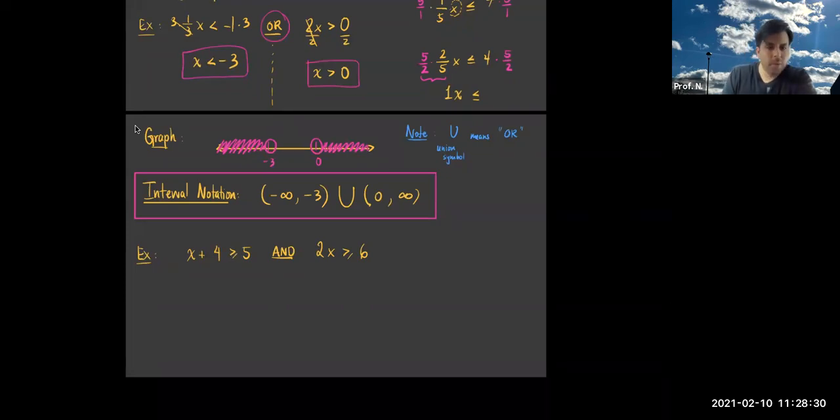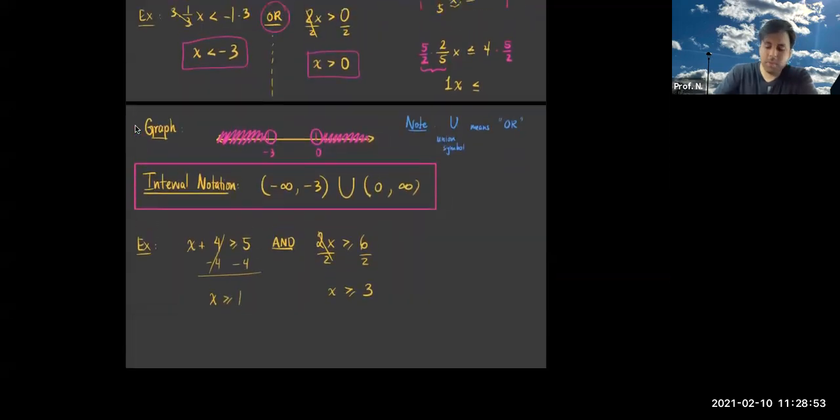So when we solve them, we're still going to do the same thing. We're going to treat them individually and solve them, but then we're going to have to do something different for the and portion of it. So if I divide by 2, in this example here, I get x is greater than or equal to 3. That's 1 inequality solved. And the other inequality solved is I subtract by 4 on both sides, and I get that x is greater than or equal to 1.